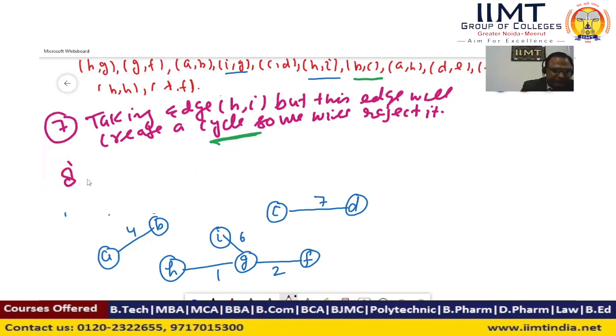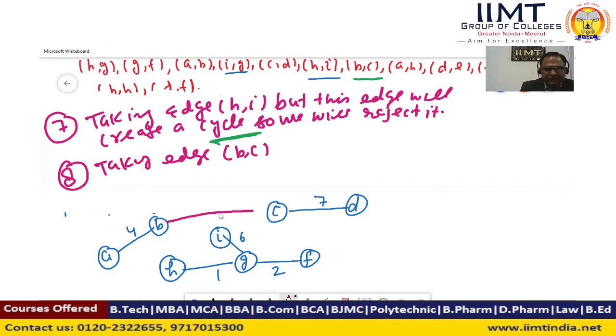Step number 8. Taking b comma c. Yes, we can take it, because if we consider this as b comma c, there will be no cycle. So what will be the output? The output of this step will be like this. Now it is two connected components, one is this and another one is this. As this edge does not create a cycle, we will take it.